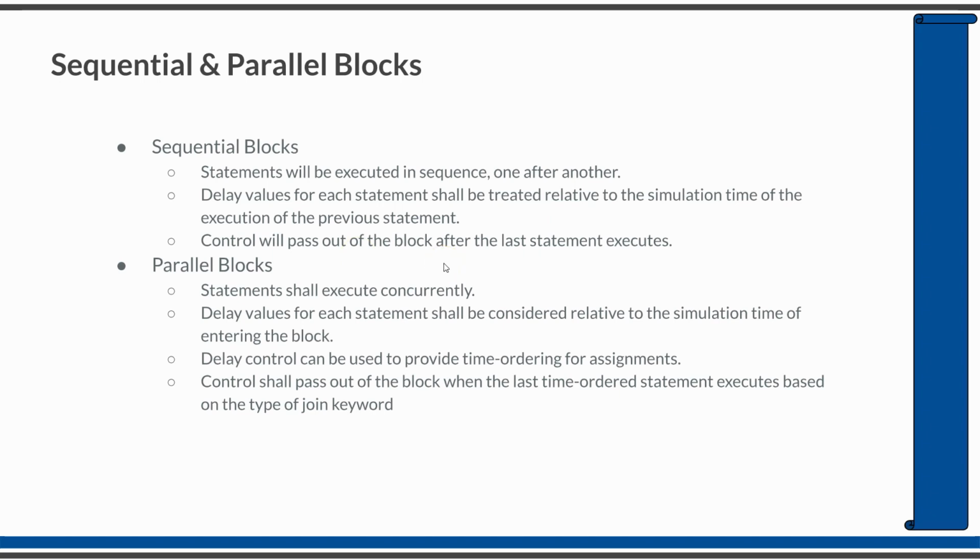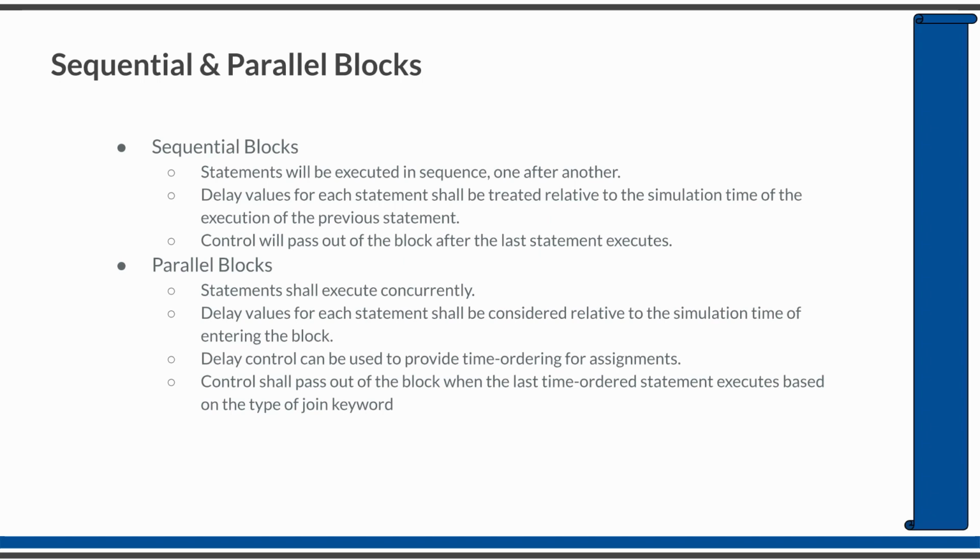In case of parallel blocks, which is put under a fork and join set of keywords, the statements within a parallel block will be executed concurrently or parallelly. And also remember that if there is a delay calculation in every statement or in any of the statement, all those delay calculations will be relative to the very beginning of the execution of the block. So there comes the big difference.